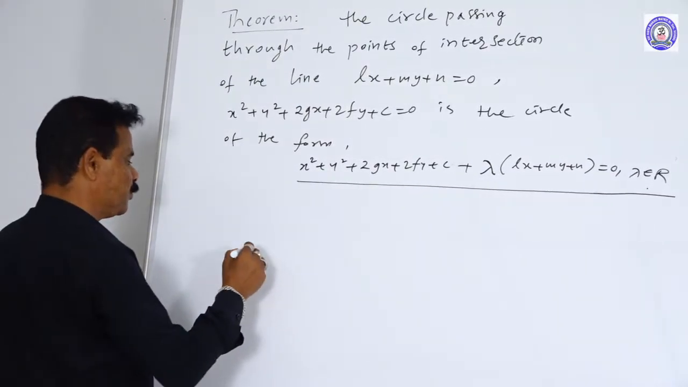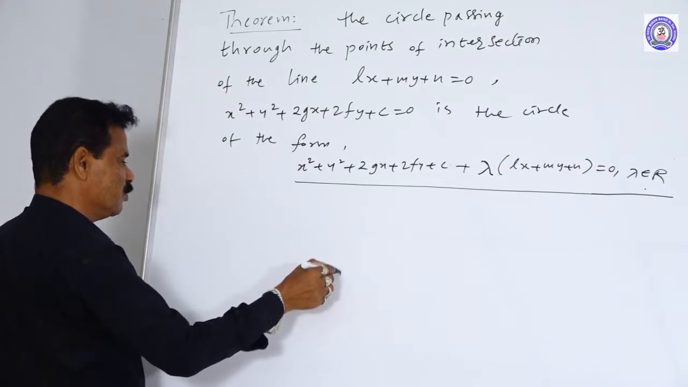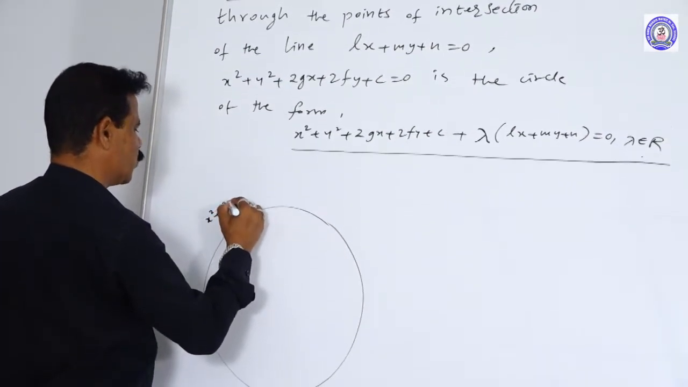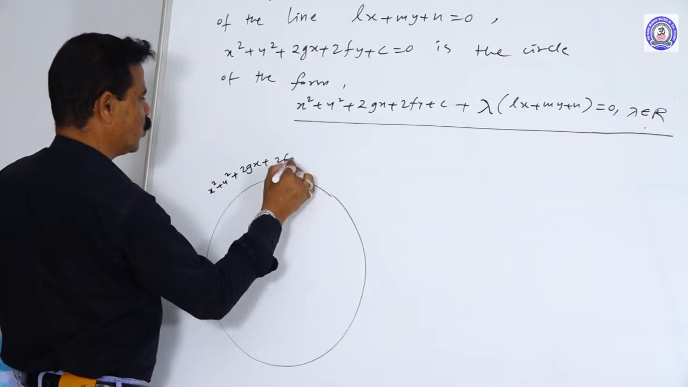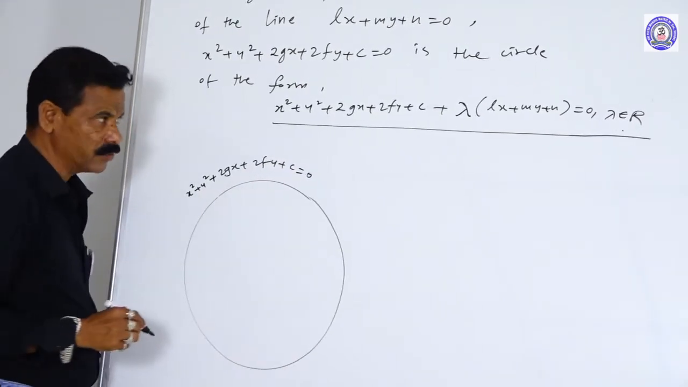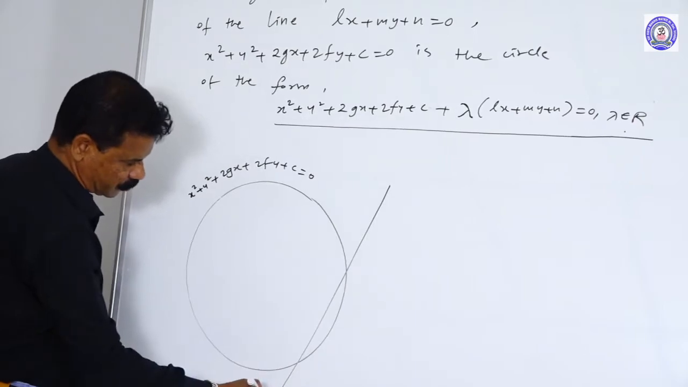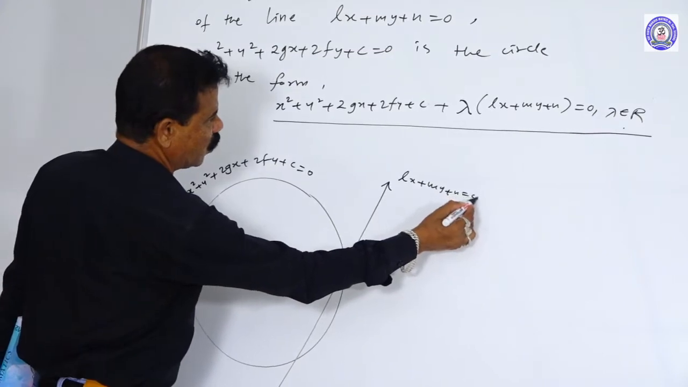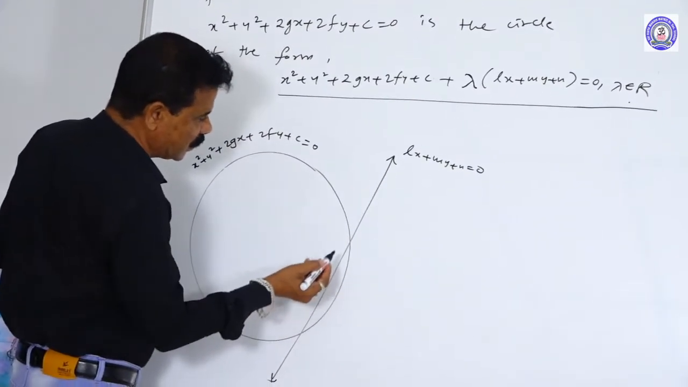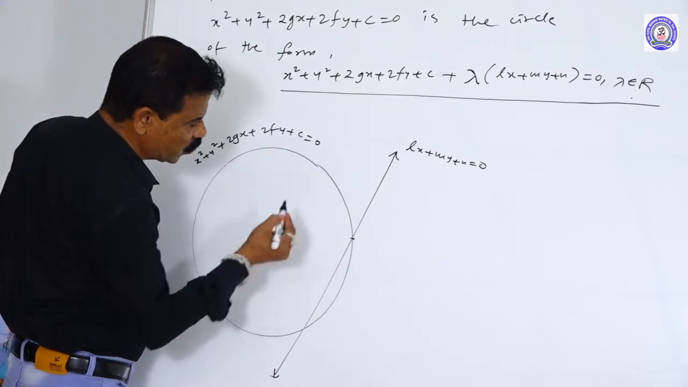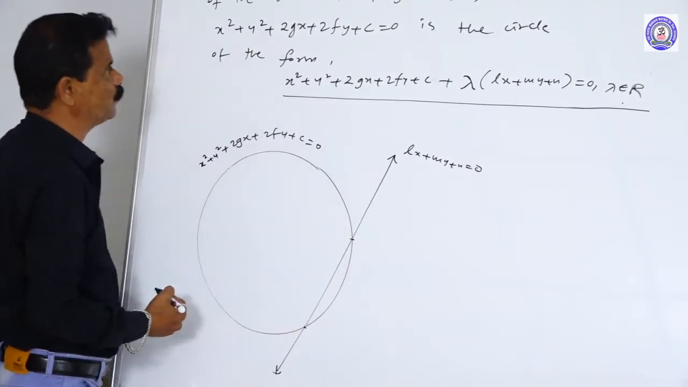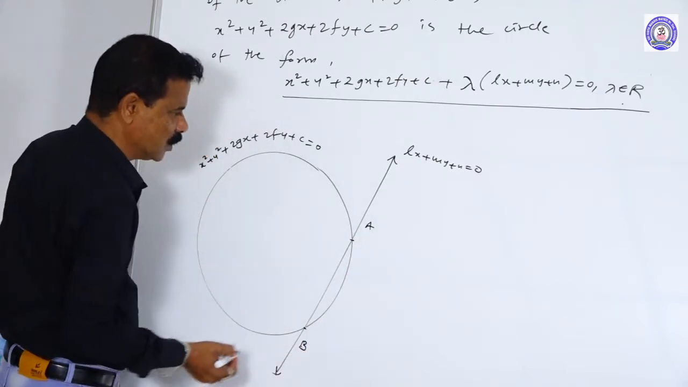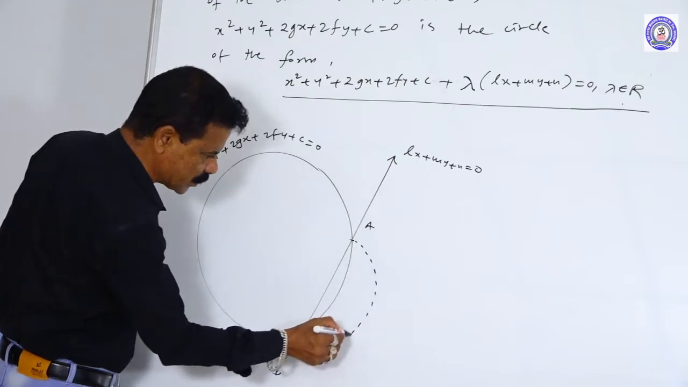So what is he asking? This is the given circle, x square plus y square plus 2gx plus 2fy plus c is equal to 0. And one line, this is the line, the line equation is Lx plus My plus N is equal to 0. He is asking about the circle passing through the intersection points. These points are A and B. The circle passes through these points.